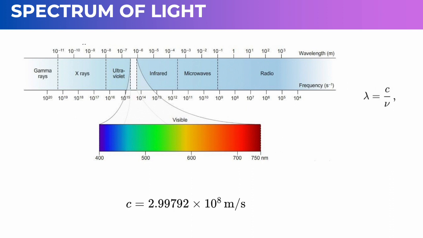The visible range is between 400 to 750 nanometers, with blue on the left side and red on the far right side, extending into ultraviolet and infrared on both ends. So the spectrum of light is, depending on our use case, we use lights at different wavelengths and frequencies for different optical applications.